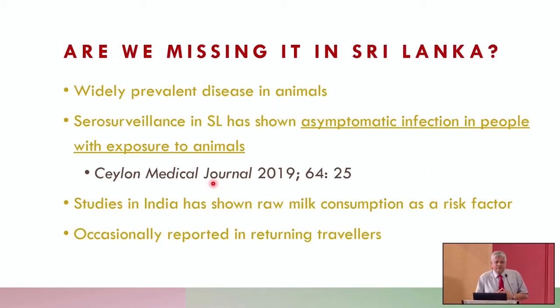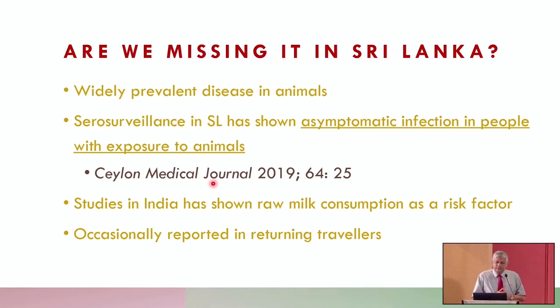Right, my final question is, are we missing it in Sri Lanka? Now, in Sri Lanka, brucellosis is widely prevalent in animals. I told you that it was probably imported from Indian cattle in the 1970s, so it's still there in a big way. And the veterinary surgeons do a very good job throughout the country of maintaining surveillance, doing vaccinations, and trying to cull the infected animals to keep it as low as possible. Nevertheless, it is present.